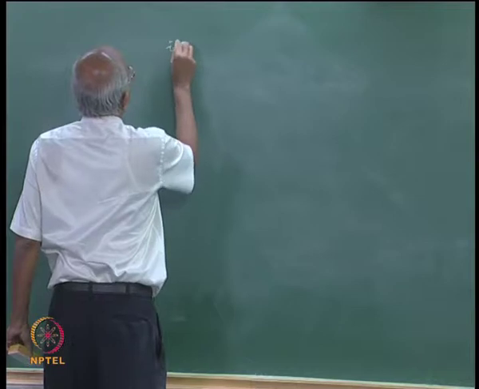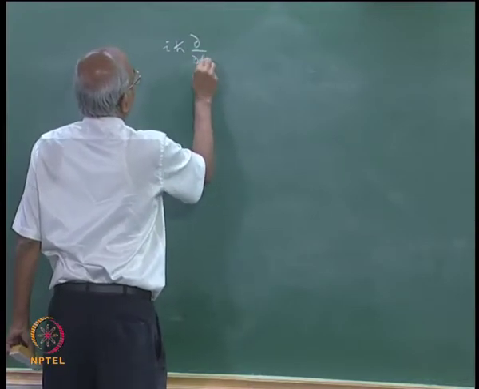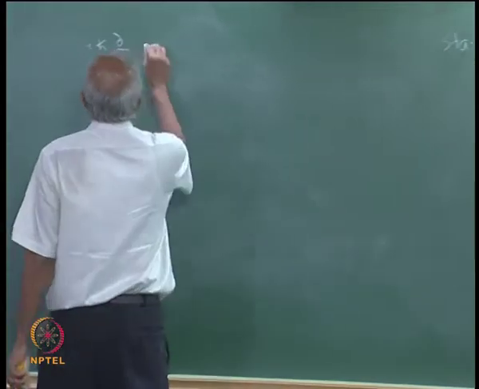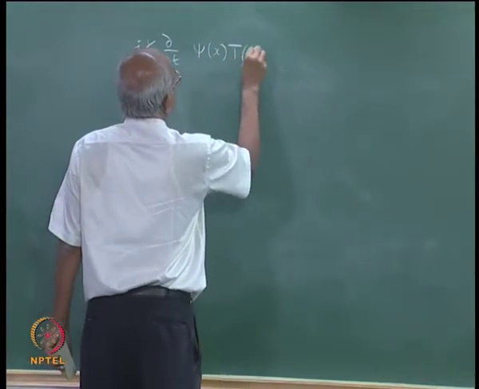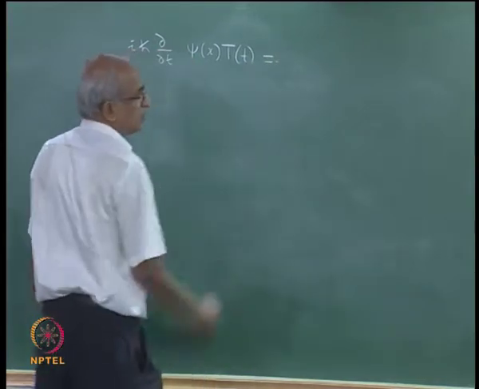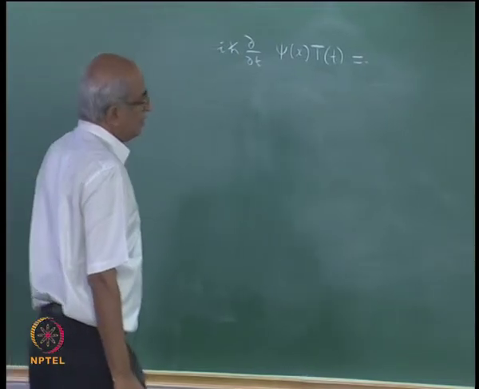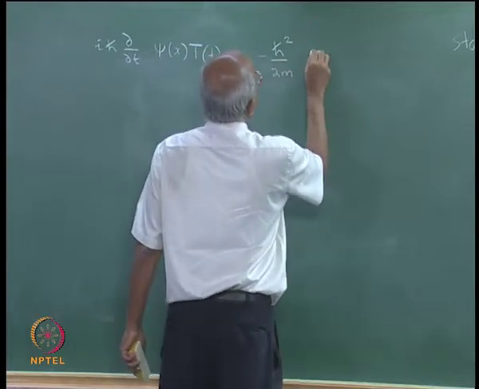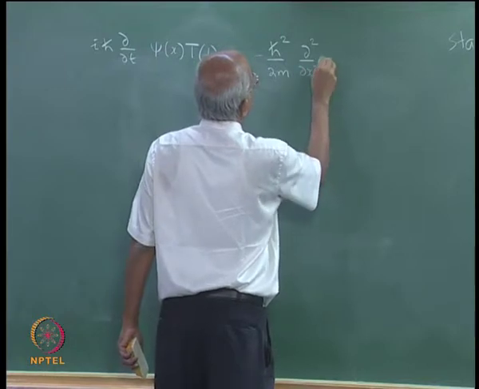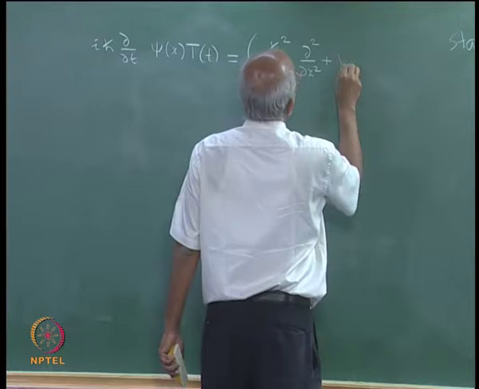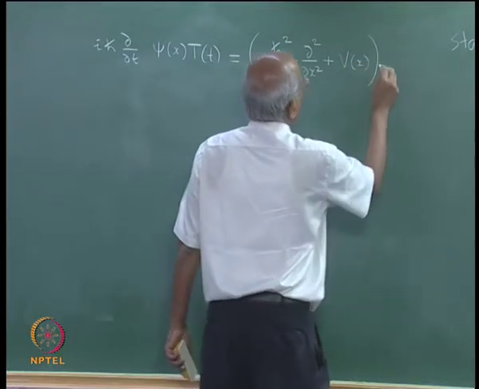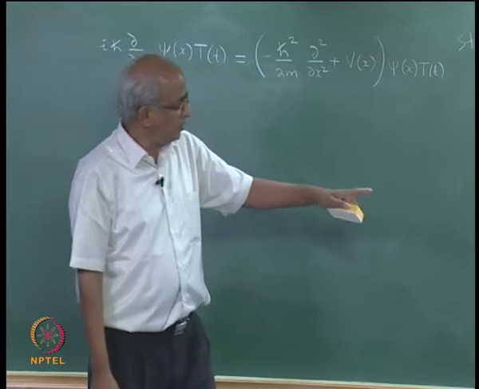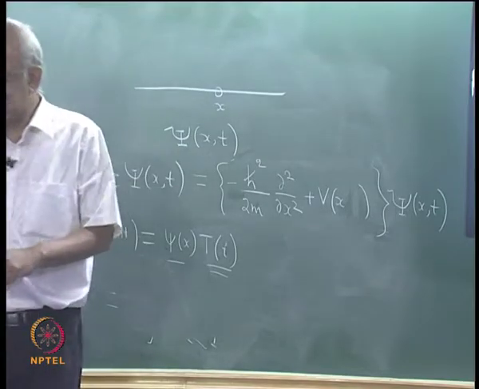you are going to get i h cross dou by dou t operating upon capital psi, but capital psi I have assumed is given by this expression, psi of x capital T of t, is equal to minus h cross square by 2m dou square upon dou x square plus v of x operating upon psi of x capital T of t, right. This is what happens if you took this assumption and put it back into the original equation.